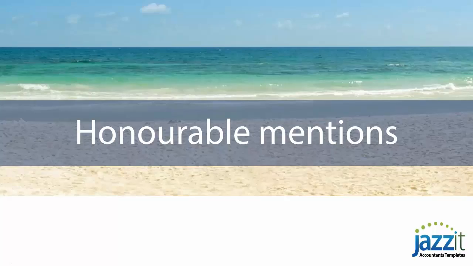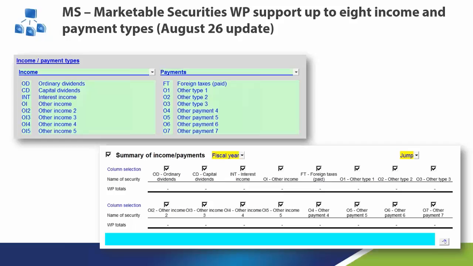Just some honorable mentions that I want to go through. One is the Marketable Securities working paper. We've now added support for up to 8 income and 8 payment types. So you now have options for 8 income and 8 payment types. And just to show you at the bottom of the screen, you can see what the summary of income and payments will look like. So it will also translate to all the sections where you need that.